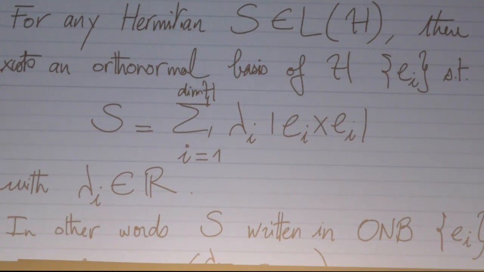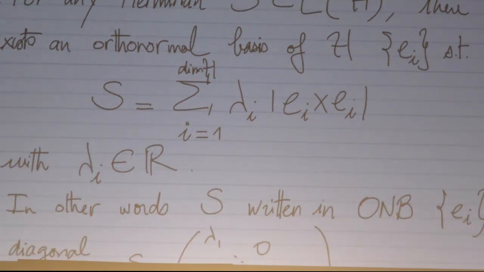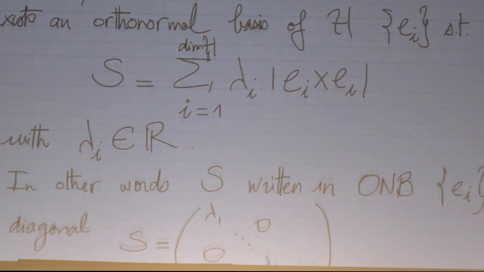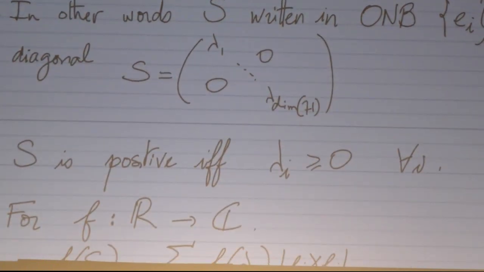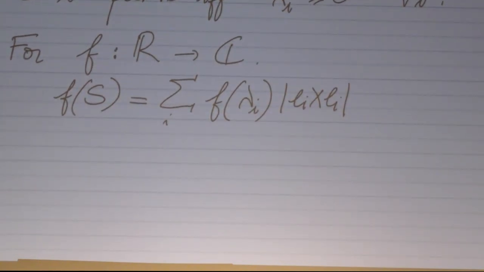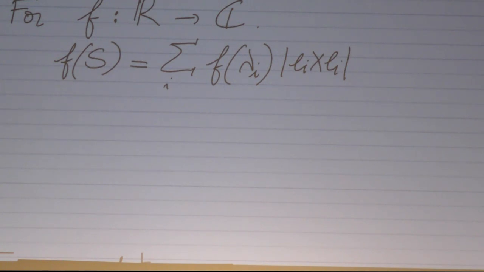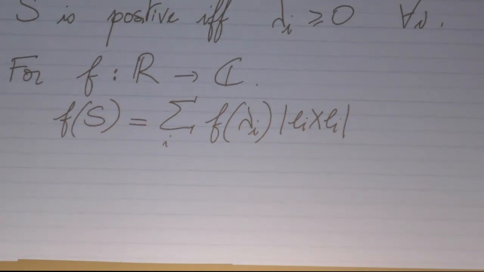Now let's get to spectral decomposition. For any Hermitian operator, I can find an orthonormal basis, which I denote here as e_i, such that S is written as the sum of lambda_i times the projector onto e_i, where the lambda_i are the eigenvalues and the e_i are the eigenvectors. Again, S is positive if and only if all the eigenvalues are non-negative. One thing we're going to be doing often is applying functions to positive operators, and this just means that you apply the function to the eigenvalues and keep the same eigenvectors.